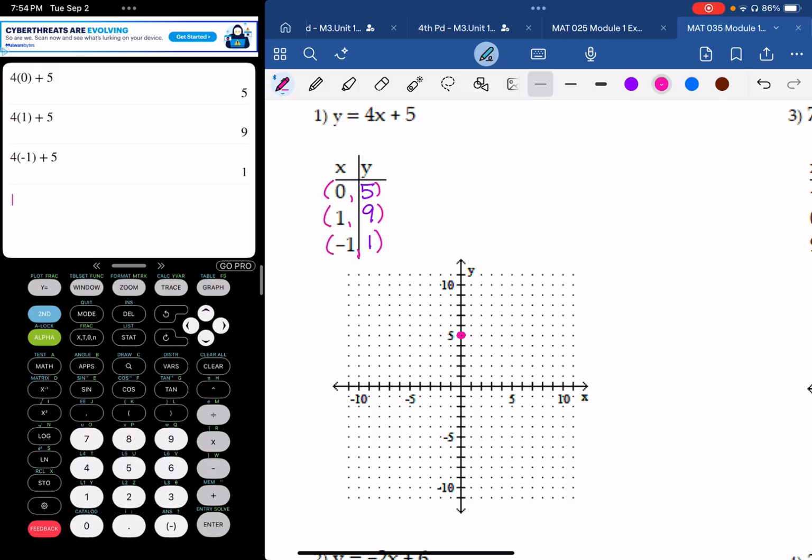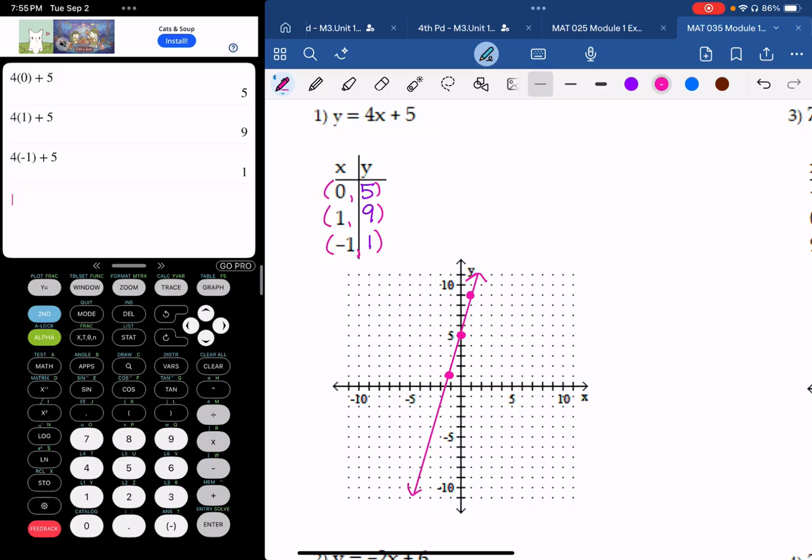Then for 1, 9, okay, I'm going to go to the right 1. That's my x. And then up 9 spaces. So this would be the point 1, 9. Then for -1, 1, I'm going to go to the left. That's -1 on the x. And then up, that's +1 on the y. And so you can see that those 3 points would create this straight line. And that's our graph for y equals 4x plus 5.